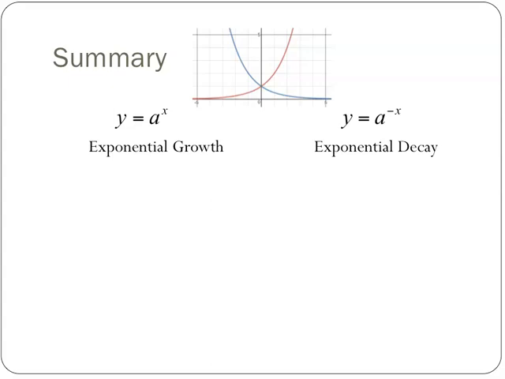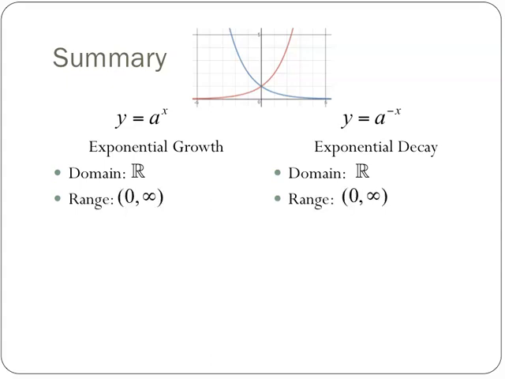The domain for both is going to be all real numbers, right? You can plug in any value for x, positive or negative or 0. You can talk about the range of each of them. They're actually the same, right? In both cases, it never crosses the x-axis, it never goes under that. So it goes from 0 to infinity, not including 0. The y-intercept in both cases would be at 0, 1.